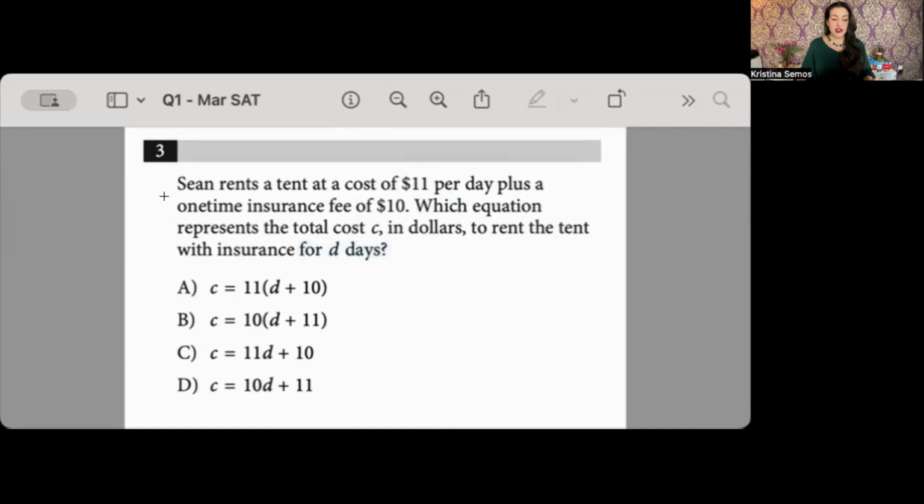But the next thing, there is a one-time fee, right? Something that doesn't depend on a variable, a fixed cost, an upfront cost, an initial charge, things like that. We're looking at y-intercepts. So in this case, we've got a one-time fee of $10. So, I mean, this is really straightforward: 11D plus 10. That is going to be your solution.